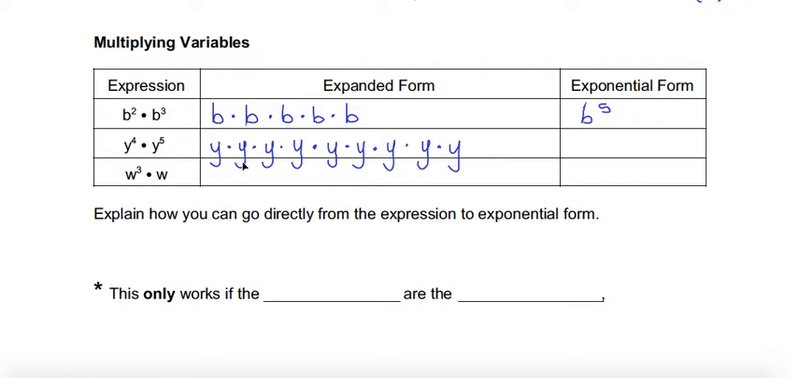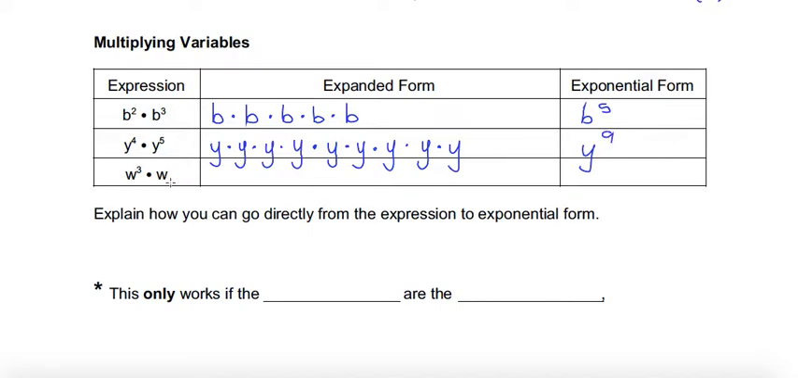Now that I've written these expressions out in expanded form, I can easily see that they're all the same letter. And now I can simplify this expression into exponential form. So I have 1, 2, 3, 4, 5, 6, 7, 8, 9 y's being multiplied by themselves. So I can express this as y to the exponent of 9.